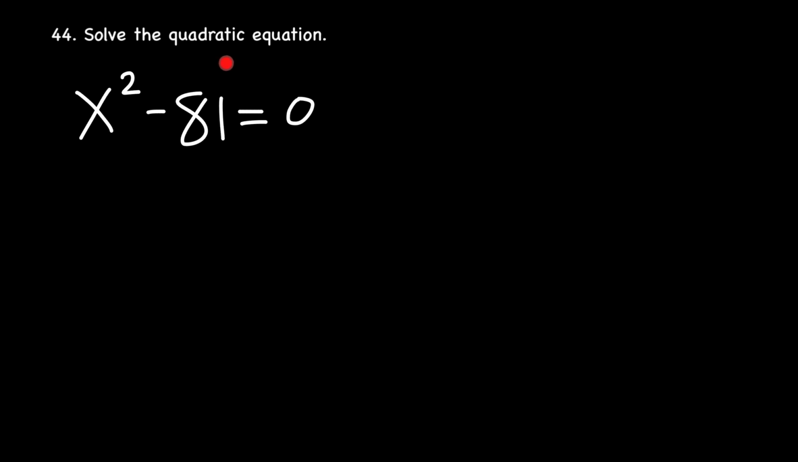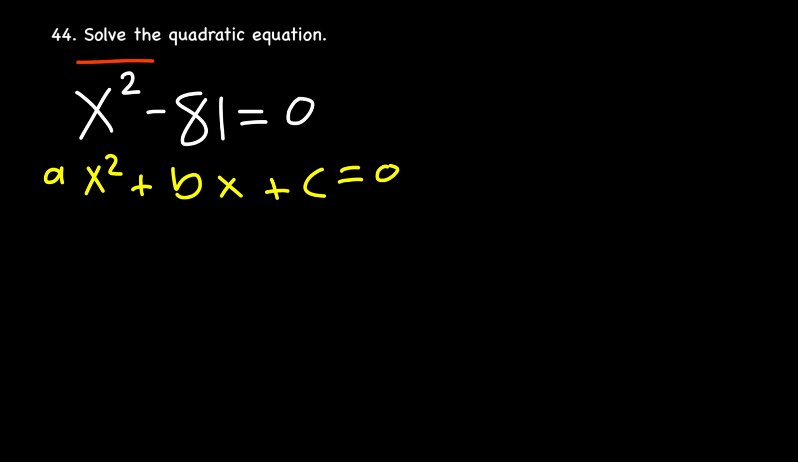44. Solve the quadratic equation. X squared minus 81 equal to 0. To solve this, let us first write the standard form of the quadratic equation. So it is ax squared plus bx plus c, and this equals 0. Now, you will notice here the x squared is available in our question.